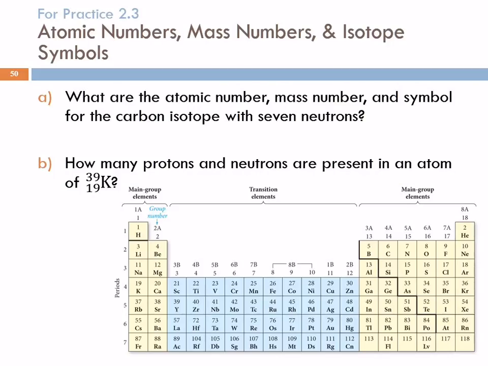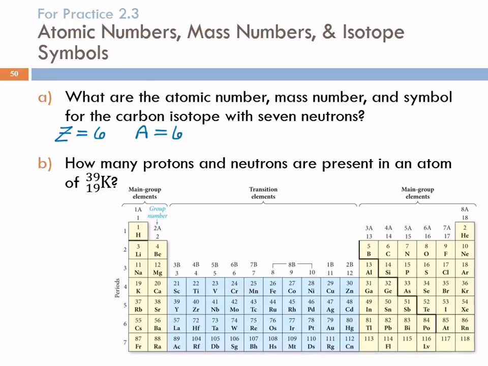So what do we need to be able to do with this information? We should be able to answer questions like this. What are the atomic number, the mass number, and symbol for the carbon isotope with 7 neutrons? Let's start with atomic number. The atomic number is going to be 6 because carbon is number 6 on the periodic table. That means it has 6 protons. The atomic number is Z. I think it should be A, but they did it backwards. The atomic number is 6, that's the number of protons.